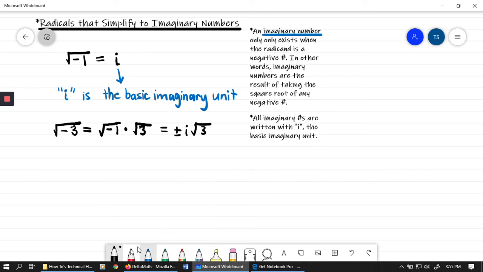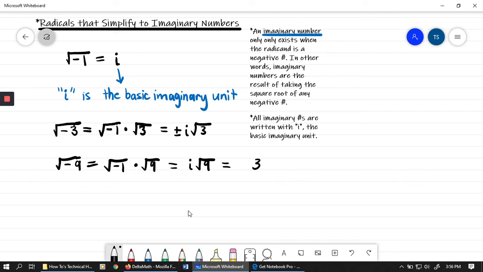Alright, so again, that is plus or minus I times the square root of 3. Let's look at something like the square root of -9. That is the square root of -1 times the square root of 9. We had said that the square root of -1 is I, and we know that the square root of 9 is 3.